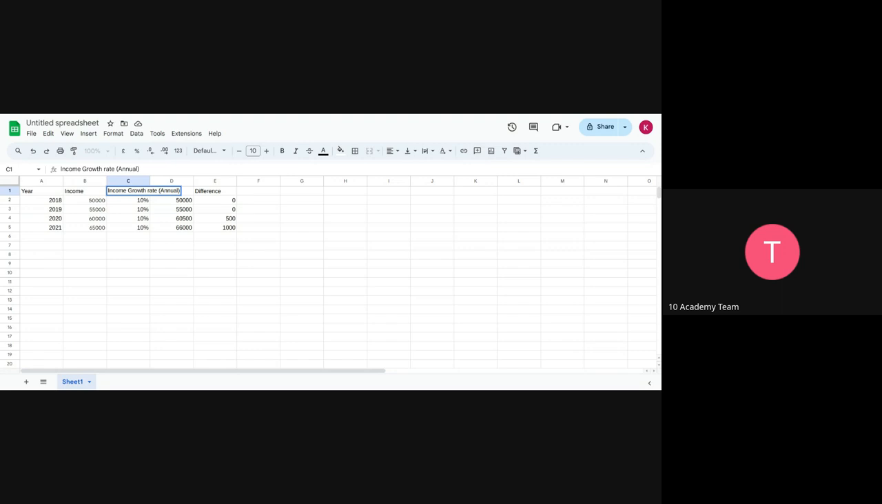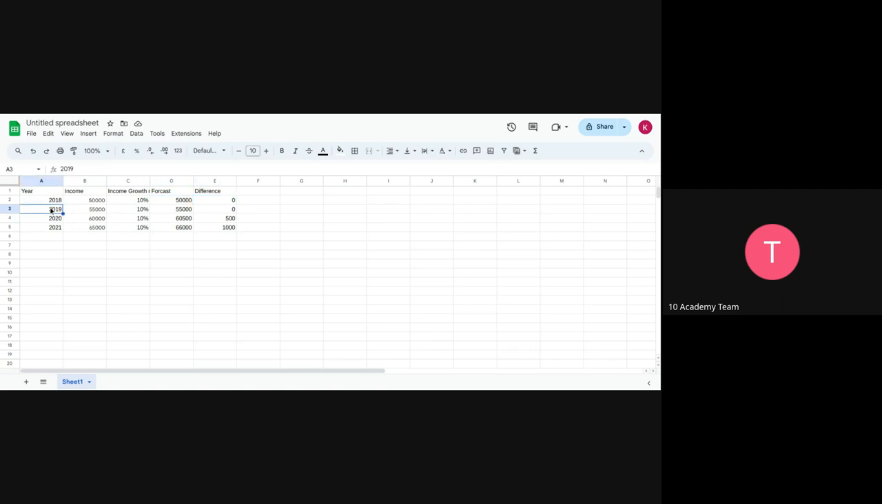Okay. So this is just the sample data set that I used. As you can see, it's a yearly spreadsheet. So for your case, the spreadsheet is divided into years and each sheet contains each month. But this one is just for each year. So for the year 2018, the income was 15,000, and we expect a 10% income growth rate. But since this is just for the first year, we're not going to use it. So the forecast is only going to be the same, and the difference is zero, right?